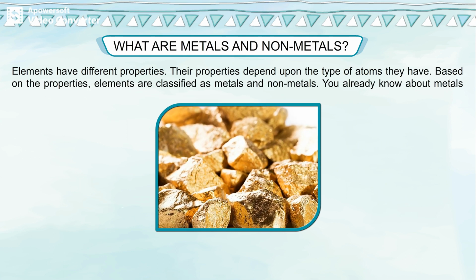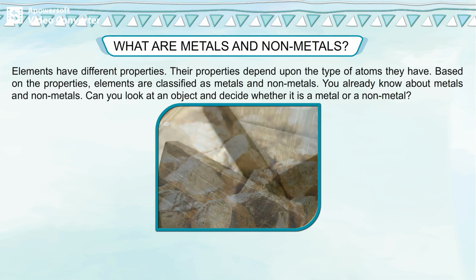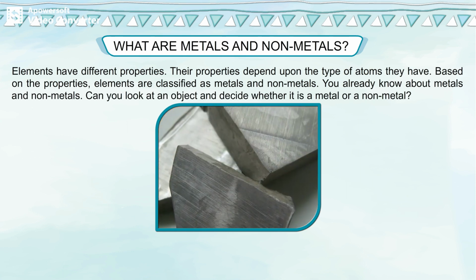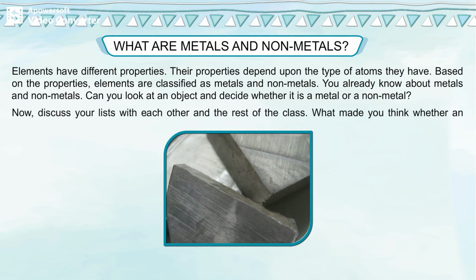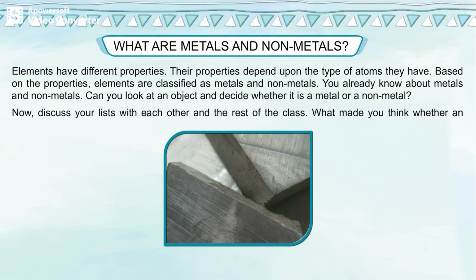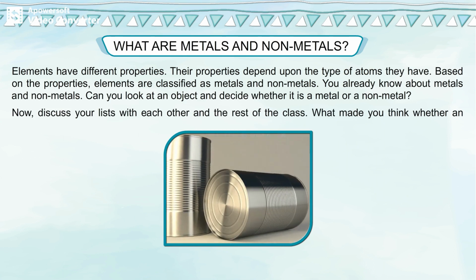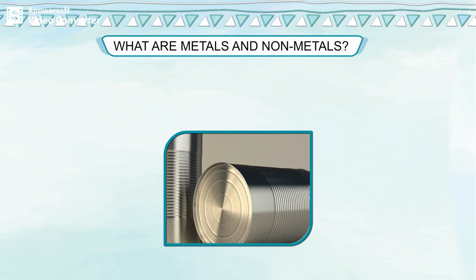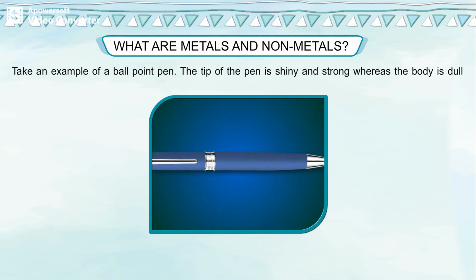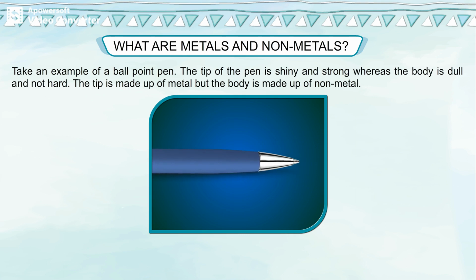You already know about metals and non-metals. Can you look at an object and decide whether it is a metal or a non-metal? Now discuss your lists with each other and the rest of the class. What made you think whether an object is made of a metal or a non-metal? Take an example of a ball-point pen. The tip of the pen is shiny and strong, whereas the body is dull and not hard. The tip is made up of metal, but the body is made up of non-metal.